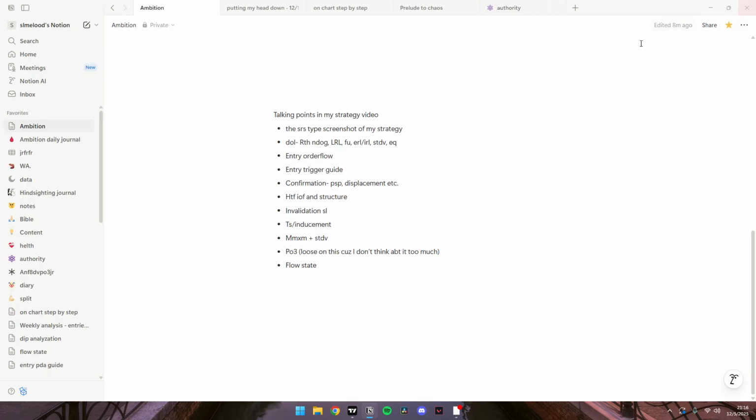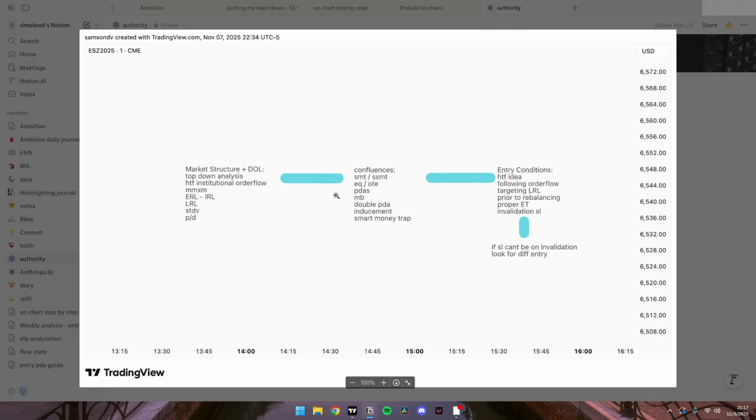So yeah, these are a lot of the topics I have. It's definitely a lot, but I'm just going to break it up. No timestamps or nothing. I'm going to start with this right here: draw on liquidity and structure, and then confluences. Then entry conditions, which is just draw and then entries. That's the most important thing, so I'm going to go for draw first.